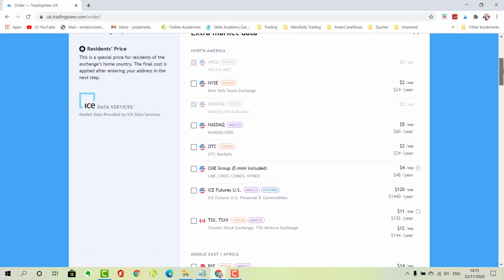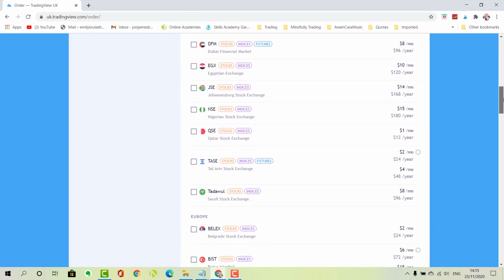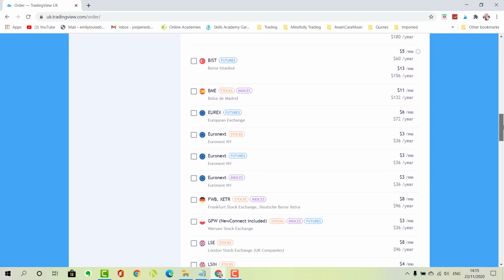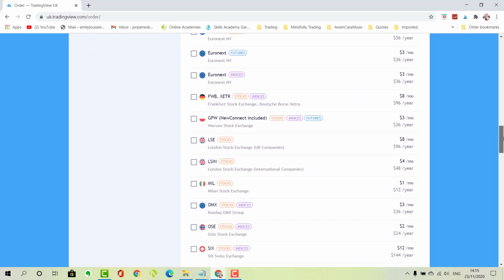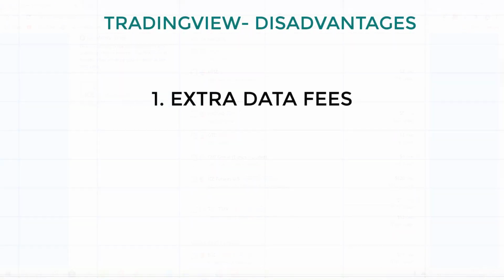So for example, when I first started with Tradingview, I was trading the stock market in America. So I had to pay out an additional monthly fee to access real-time data for the New York Stock Exchange. Now this was only about an extra $2 a month, but it's something to be aware of because it can increase your monthly plan. So it's why I've just included it here as a disadvantage.